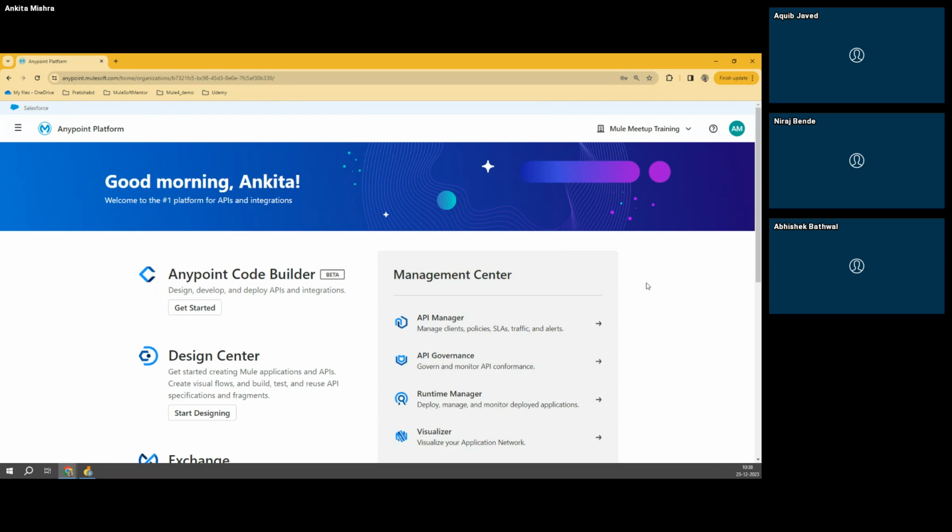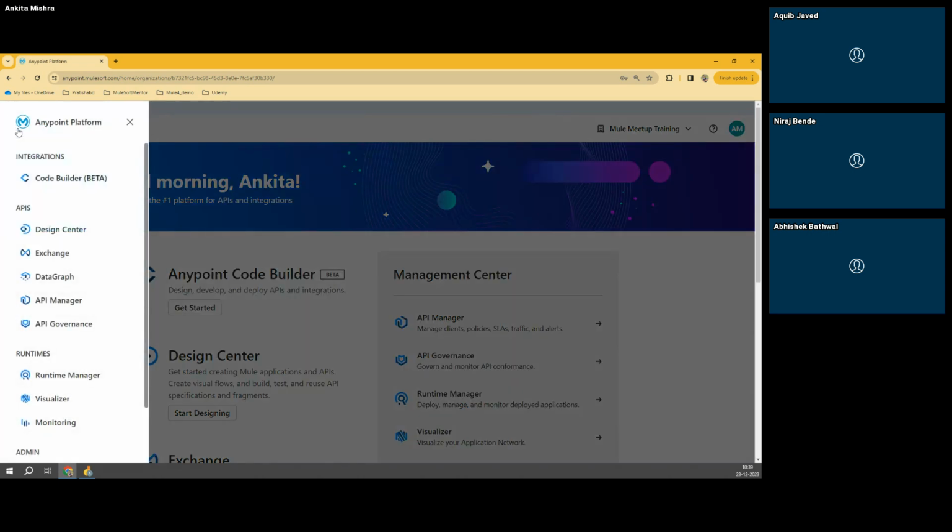So depending upon the business requirement, our clients can subscribe for a particular model or particular features of Anypoint platform. Again, as I've explained earlier, this is the landing page or home page of our Anypoint platform. On the top left corner, you can see you have different components at one place. You have design center. So design center basically helps us to design the APIs.